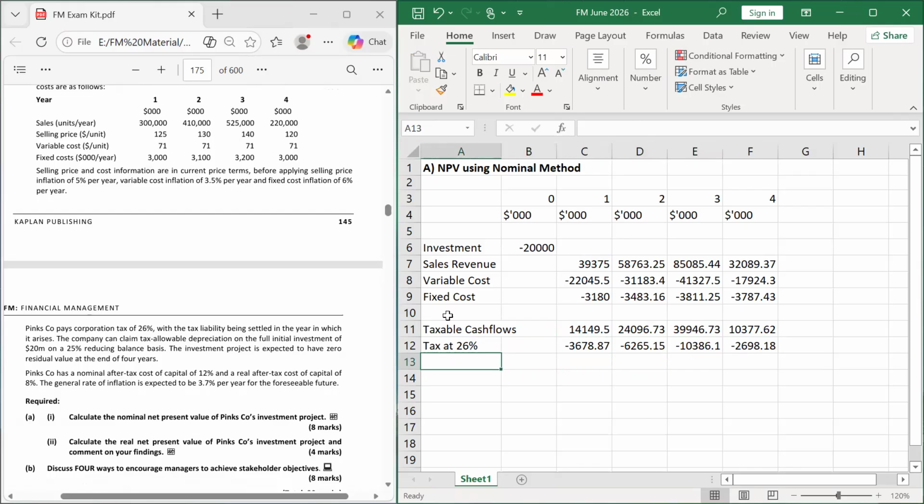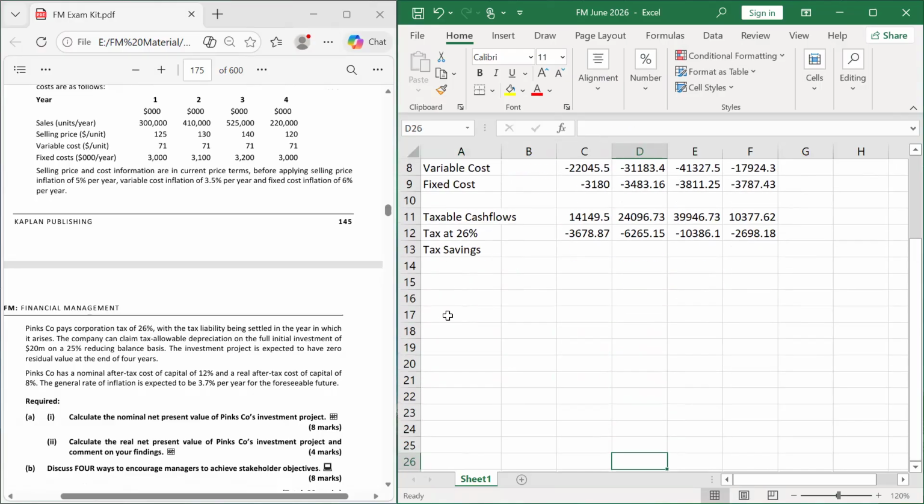Now here I have to calculate the written down allowance or tax relief. You can write anything that you want to, tax allowable depreciation benefit, whatever you want. So I'm going to write tax relief. Just a second. Tax savings. And tax savings we have to calculate.